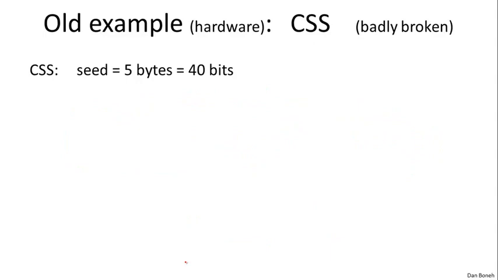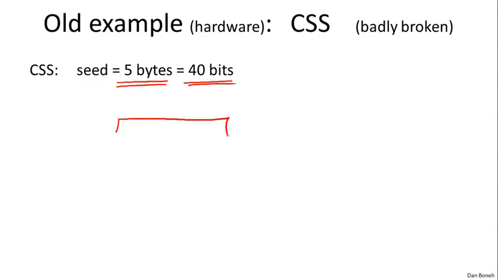So the key for CSS is 5 bytes, namely 40 bits. 5 times 8 is 40 bits. The reason they had to limit themselves to only 40 bits is that DVD encryption was designed at a time where US export regulations only allowed for export of crypto algorithms where the key was only 40 bits. So the designers of CSS were already limited to very, very short keys, just 40-bit keys. So their design works as follows.